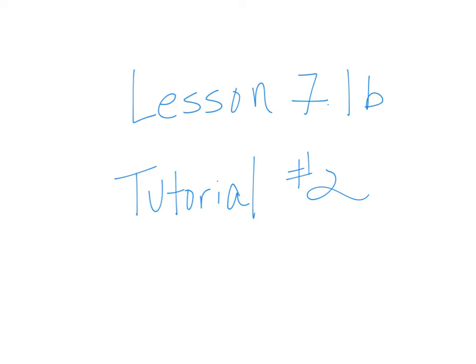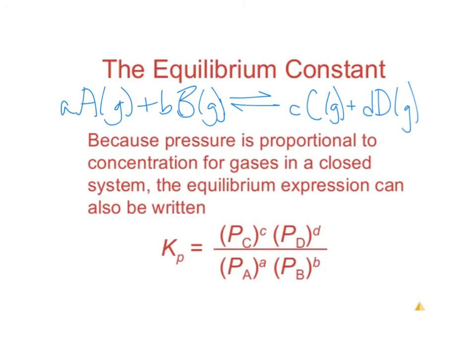Hello, this is our unit on chemical equilibrium. This is lesson 7.1, 7.1b, tutorial number 2. Okay, we're still talking about the equilibrium constant.